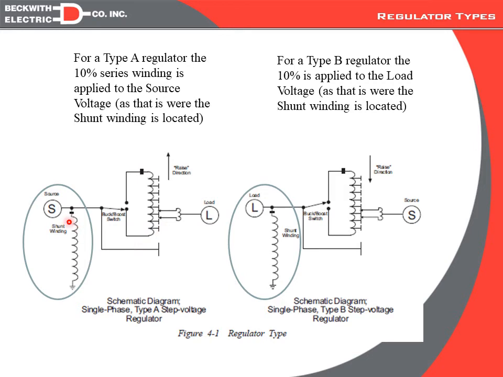You can see that the shunt winding on a Type A, or a straight regulator by Siemens terminology, is on the source side. A Type B, or an inverted regulator by Siemens, would be on the load side. So if we can determine where the shunt winding is off the nameplate, we will know whether it's a Type A or a Type B. And typically on the nameplate somewhere, it'll actually say Type A or straight or Type B or inverted. But if it doesn't, all we need to do is we need to look for the shunt winding.